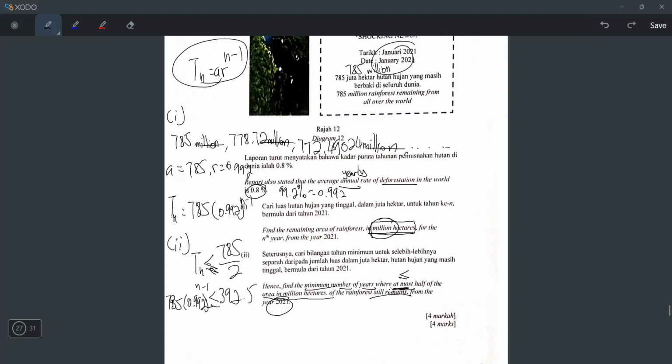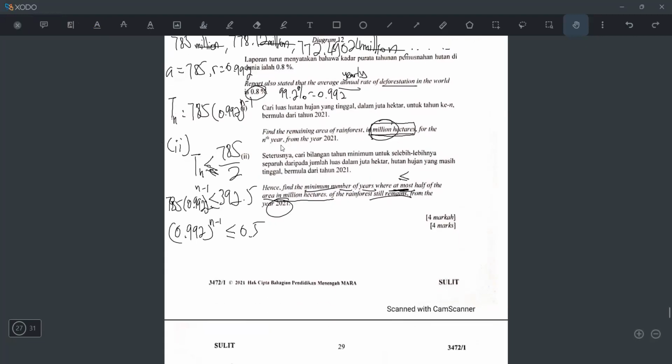Because they say find the minimum number of years where at most half the area. So at most, so smaller than or equal to this. This is half the area. So at most half the area means smaller than or equal to this 392.5. So now you can find the n. First you will move the thing first. So 0.992 power n minus 1 smaller than or equal to, you press 392.5 divide 785. You get like 0.5. And now to solve this, you need to add log both sides.